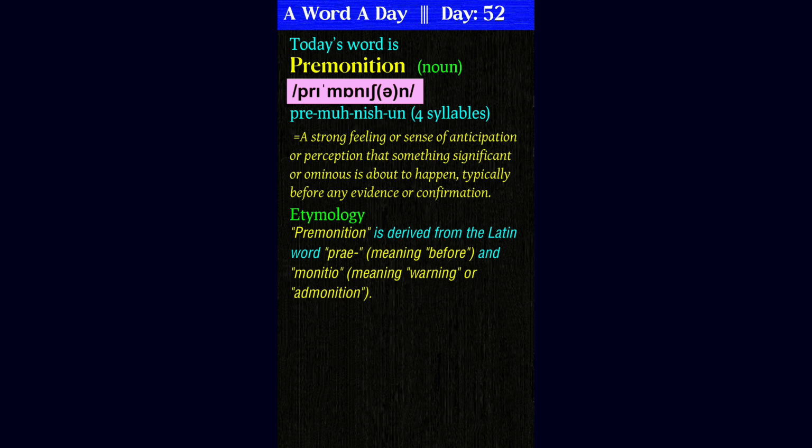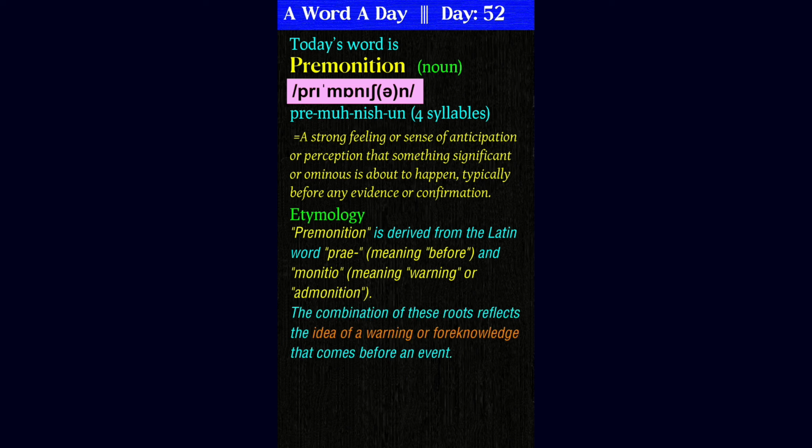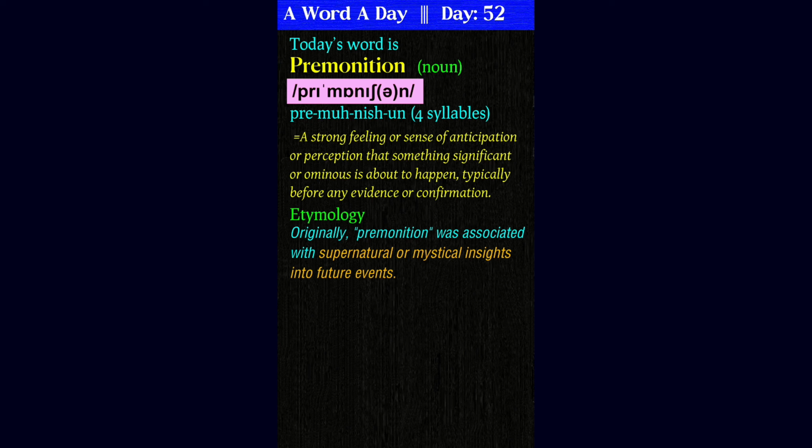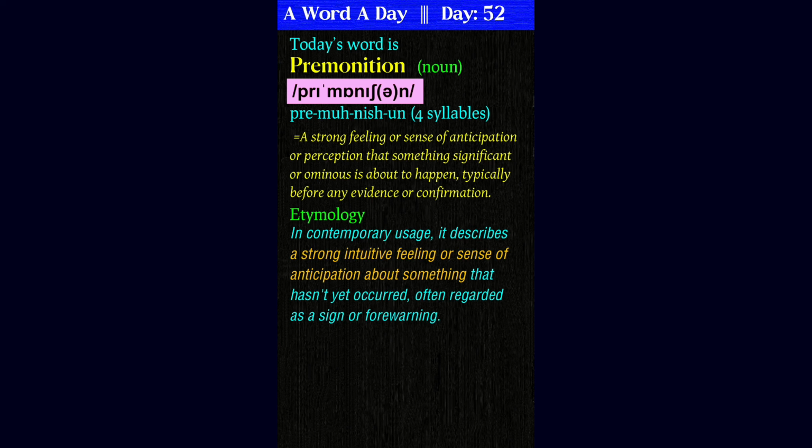Etymology: Premonition is derived from the Latin word prae, meaning before, and monitio, meaning warning or admonition. The combination of these roots reflects the idea of a warning or foreknowledge that comes before an event. Originally, premonition was associated with supernatural or mystical insights into future events. In contemporary usage, it describes a strong intuitive feeling or sense of anticipation about something that hasn't yet occurred, often regarded as a sign of forewarning.